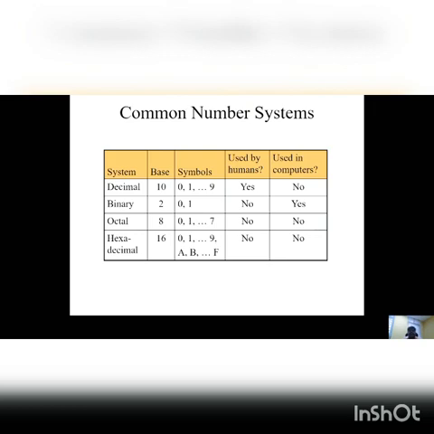Decimal number is used by humans, yes, but used by computers, no. Binary number used by humans, no, but used by computers, yes. Octal and hexadecimal numbers are used by humans and used by computers, no.